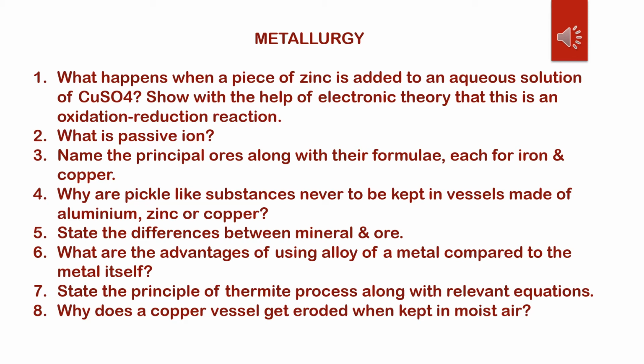Next question, what is passive iron? Cold and concentrated nitric acid or fuming nitric acid reacts with iron producing passive iron. Passive iron is chemically inactive because when the acid comes in contact with iron, an insoluble coating of iron oxide, that is Fe3O4, forms on iron at the initial stage. This coating makes iron chemically inactive.